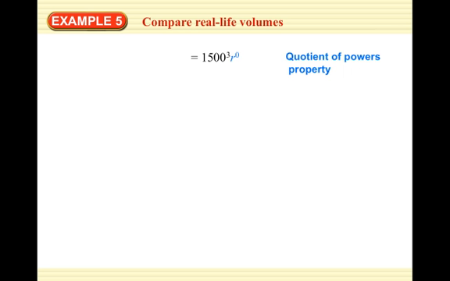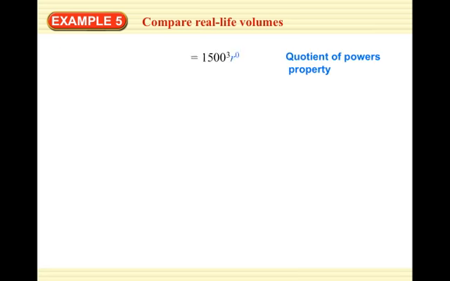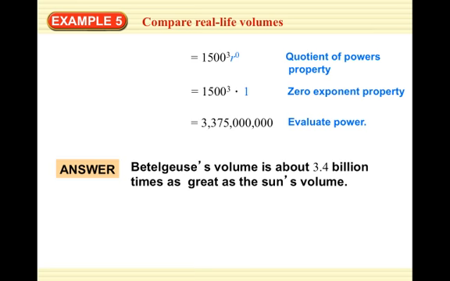We can do the quotient of powers property. We had r cubed over r cubed. Really, you can just cancel them, or you can do r to the 3 minus 3, which is r to the 0. So we have 1,500 cubed times r to the 0. R to the 0 is just 1. And then we just do 1,500 cubed, which is 3,375,000,000, or about 3.4 billion times is the ratio between the two. So Betelgeuse's volume is about 3.4 billion times as great as the sun's volume.